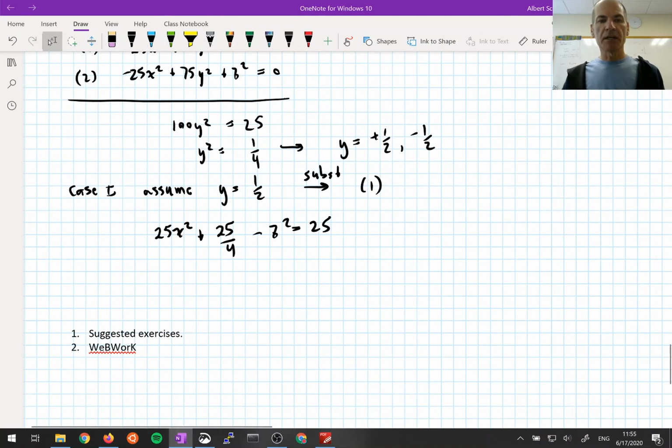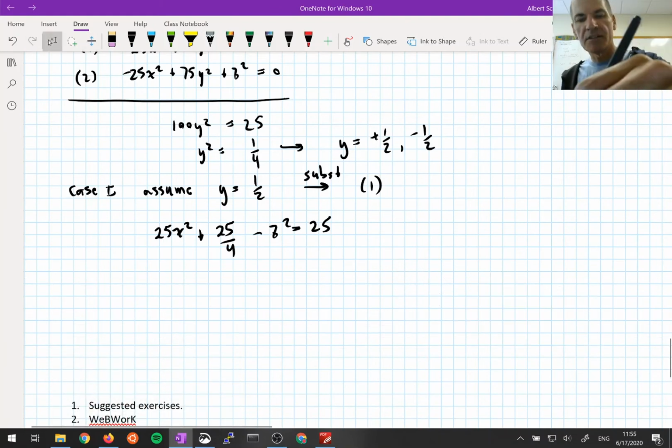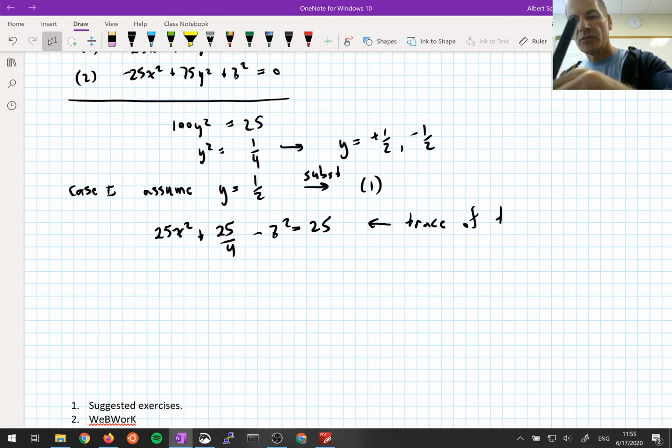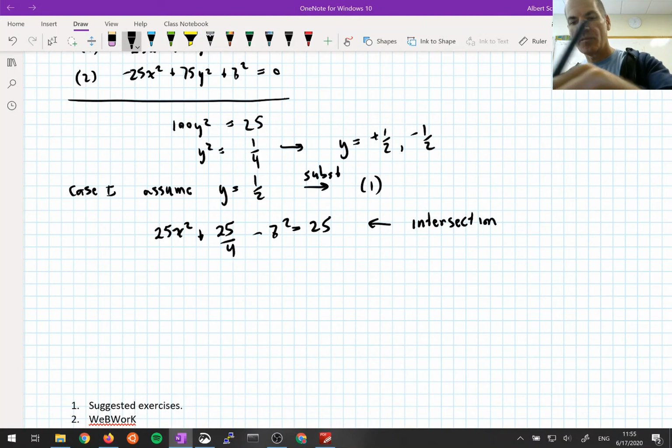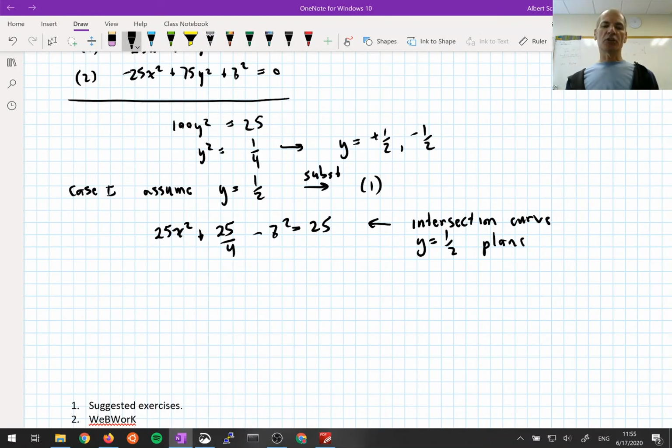This is interesting because it tells me that the set of points that satisfy both of these equations has this trace. This is the trace of the intersection, or indeed this is the intersection curve, and it sits in the y equals 1/2 plane. So the intersection curve is in the y equals 1/2 plane, and it looks like this.